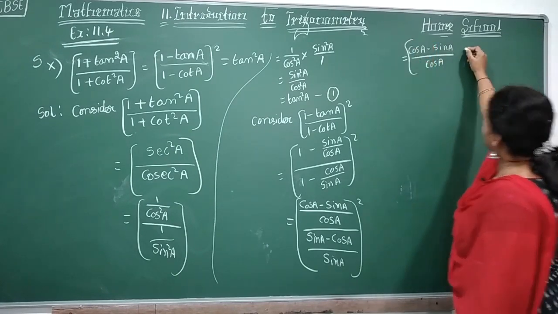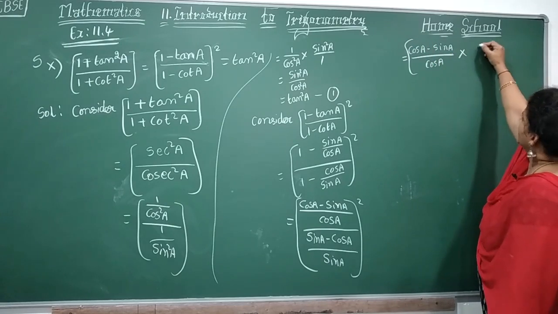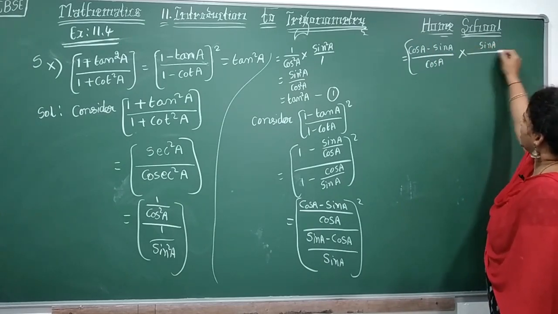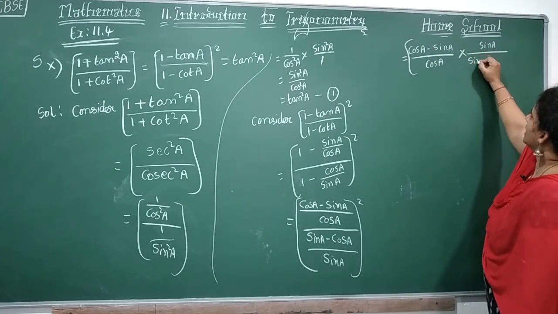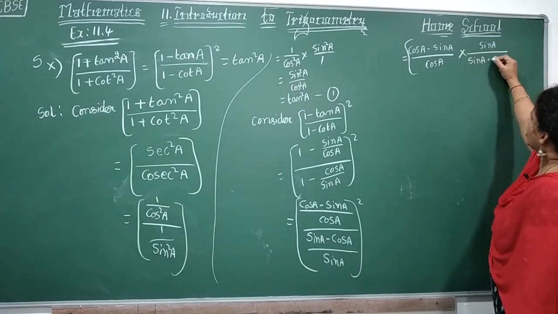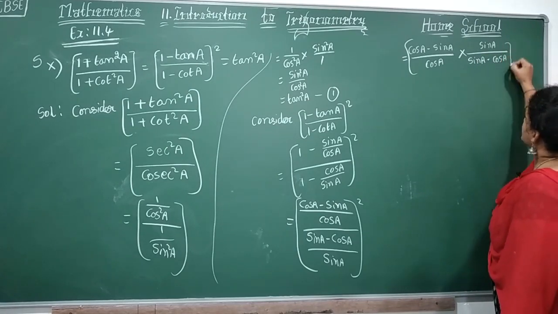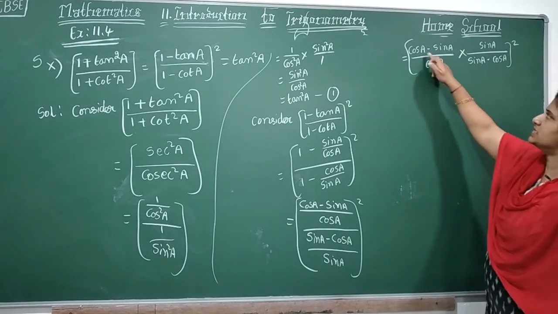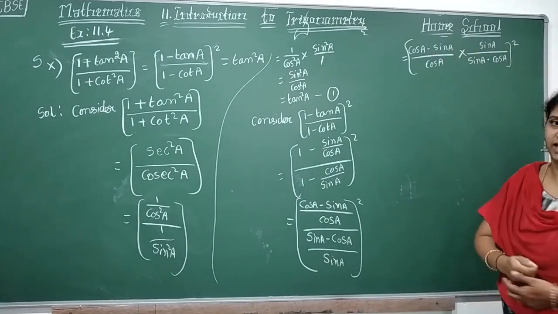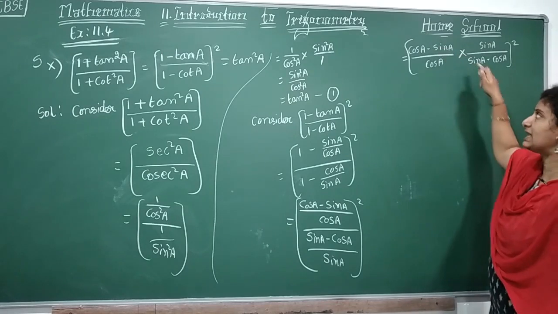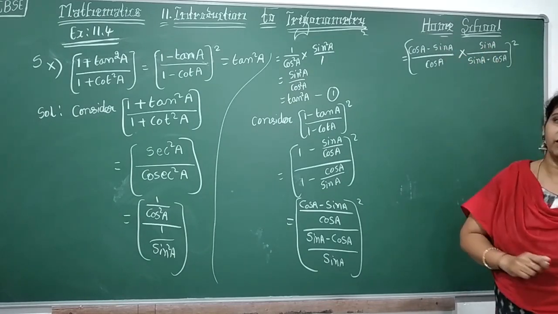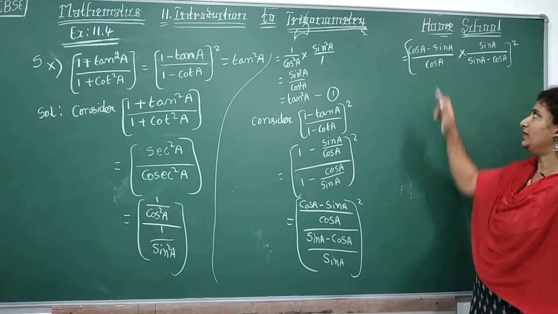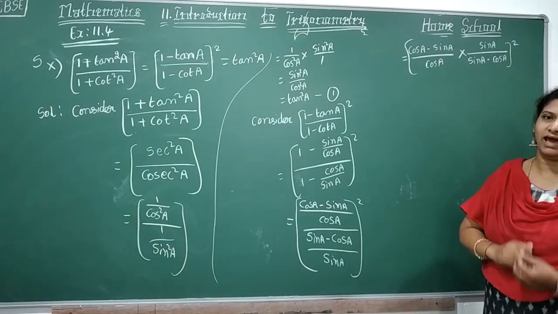Okay. Into, look here, bring that sin A to the numerator: sin A by sin A minus cos A whole square. Okay, so now look here. Have a look here. Cos A minus sin A and sin A minus cos A cannot be cancelled. If it is cancelled, sin theta by cos theta will be tan theta whole square, tan square theta. Answer came. But it should cancel. How can I cancel here?